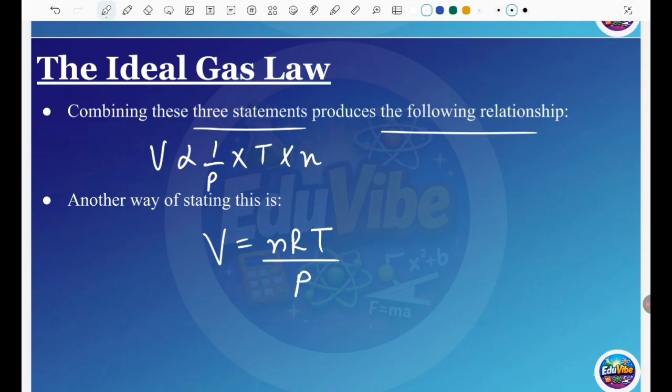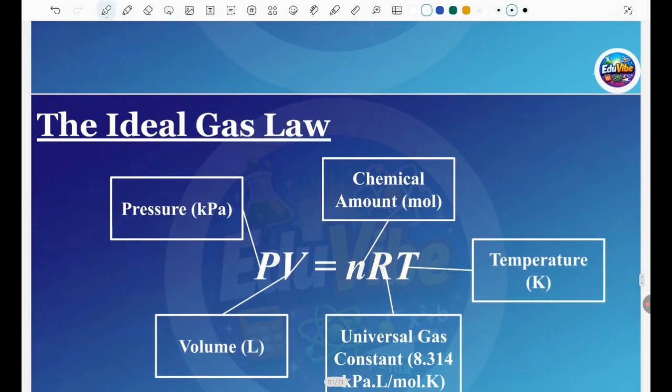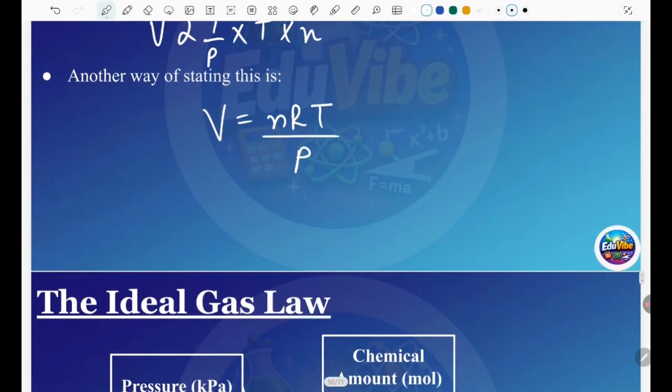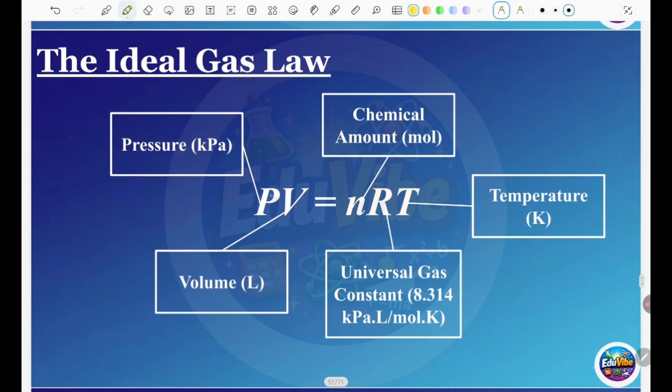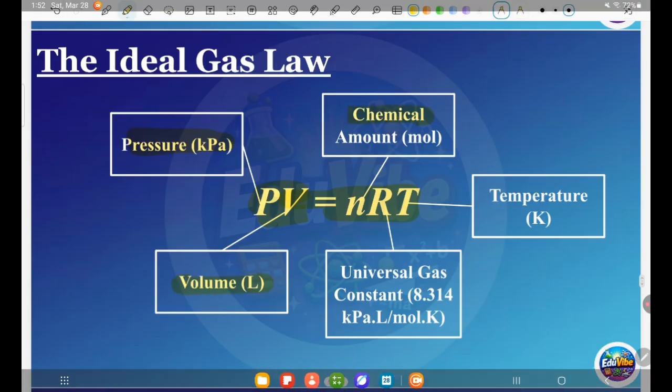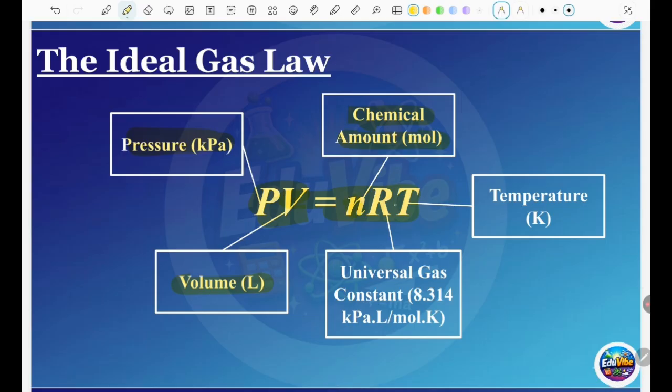But this is a bit messy, since you have to divide. We want everything in one single expression. When you move the P over, it gives PV equals nRT. From here, P is the pressure, only one pressure, not initial or final. V is the volume in liters, and pressure is always in kPa. The chemical amount is n, which is always in moles, and T is temperature, always in Kelvin.